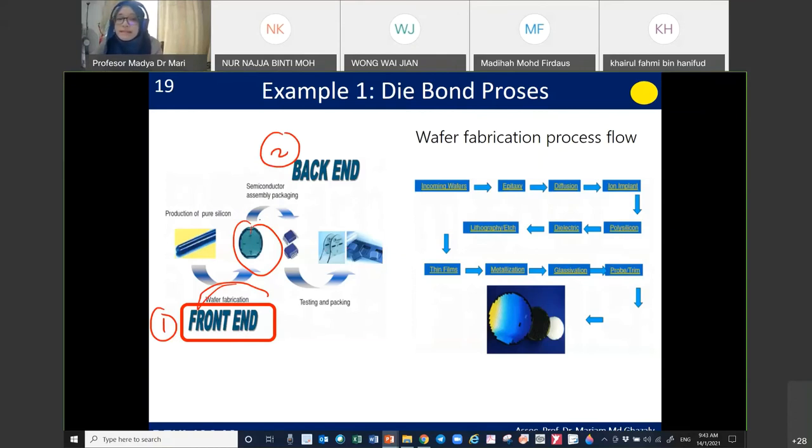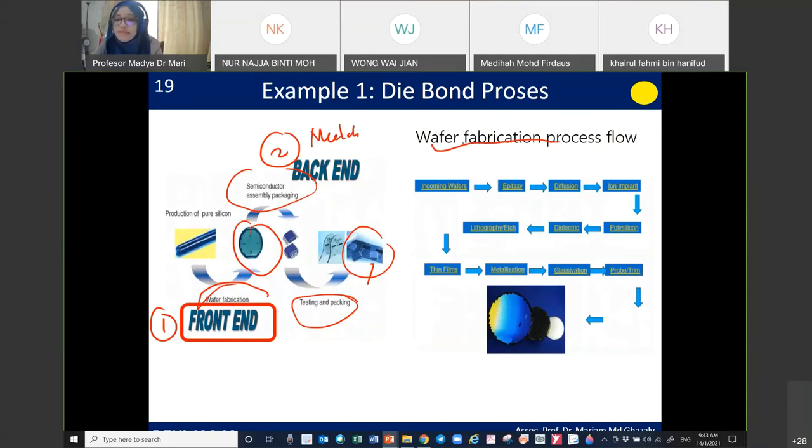Back end is where, from the wafer, you're going to assemble it and test it and then ship it out to the customer. So this will be back end. For example, in Infineon, we have the back end here in Melaka, Batu Rendam. So they get the wafer from Kulim, and then they are going to assemble it in Melaka.